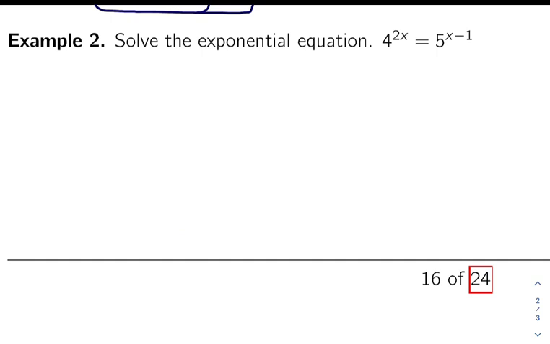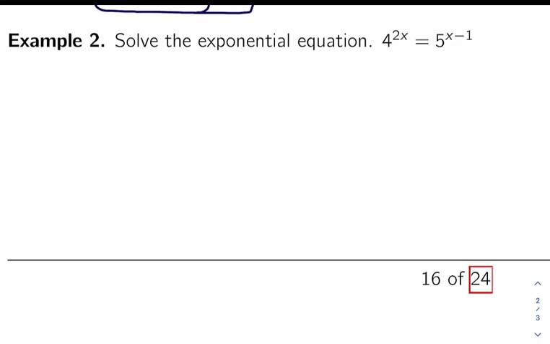Here I see that I have exponentials on both sides of the equation, and so I am tempted to try to write the bases as the same base, but I don't think I'm gonna be able to do that. I look at the 4 and the 5, and they don't have anything in common. This is very different than comparing 4 and 64 and 3 and 27. 4 and 5 are not powers of each other.